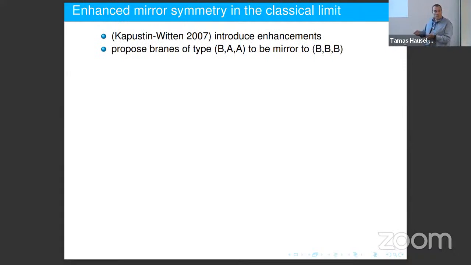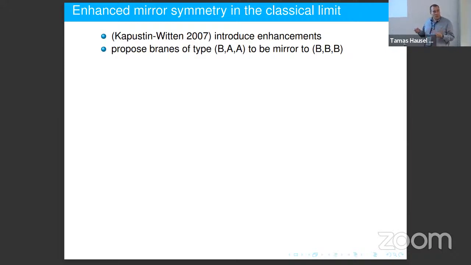So first of all, they proposed that we should consider in this story brane boundary conditions not just with respect to one of the complex structures in the hyperkähler family, but in all of them at the same time. And so you could have branes which are, for example, of type BAA, which are complex in complex structure I, and Lagrangian in the other two complex structures. Or we can also have BBB branes, which are complex in all three complex structures.